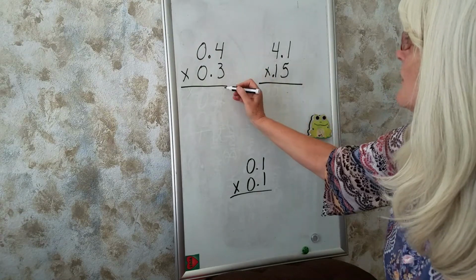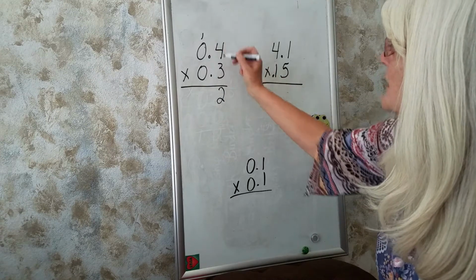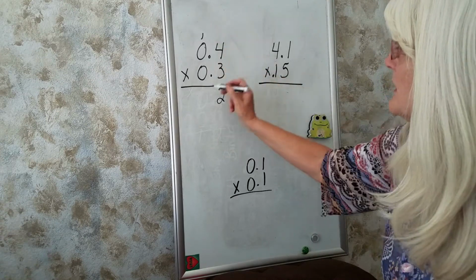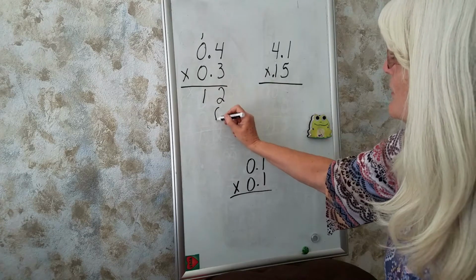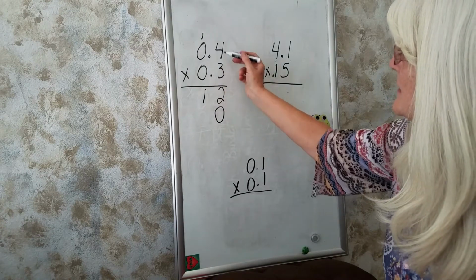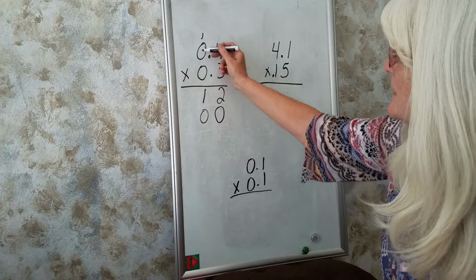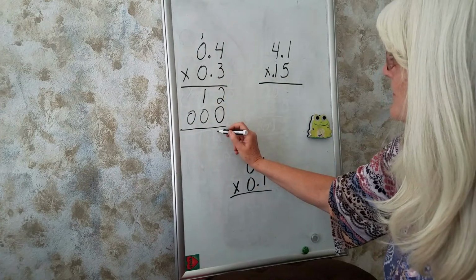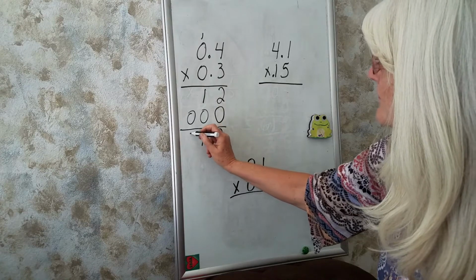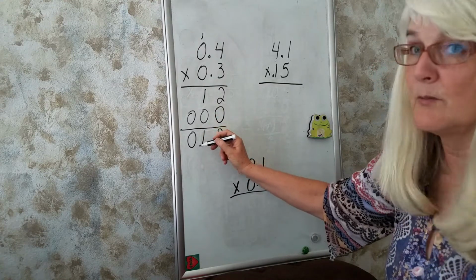3 times 4 is 12. 3 times 0 is 0, plus 1 is 1. Then I annex my 0 because I'm moving over to the second position. 0 times 4 is 0. 0 times 0 is 0. Then I add up to get a final number.